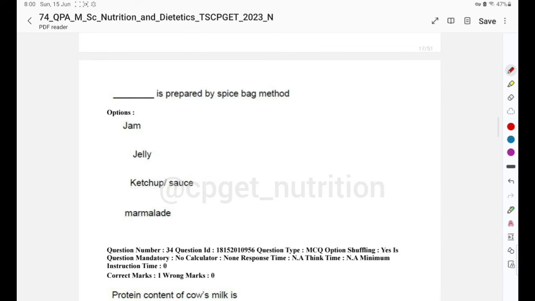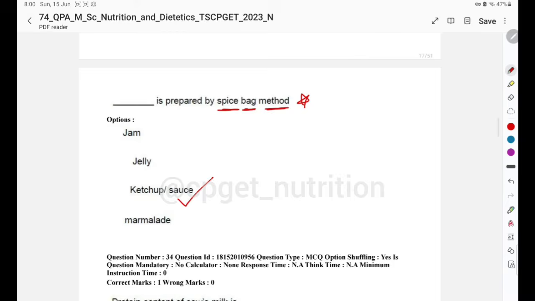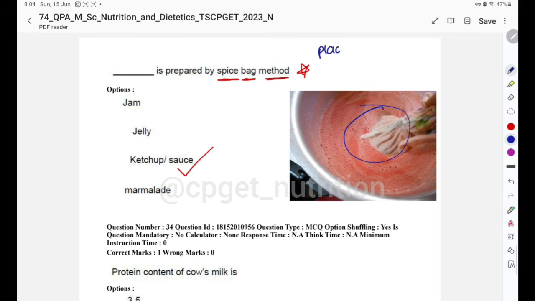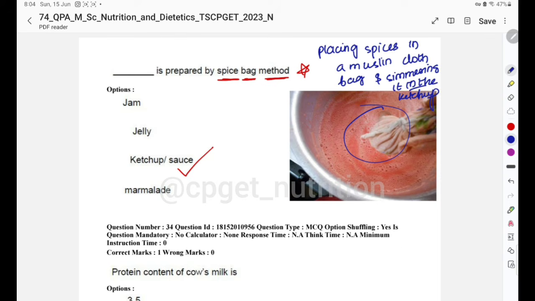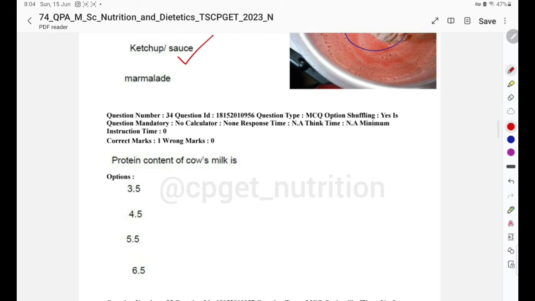Moving on to the next question, dash is prepared by spice bag method. This question is often repeated in the previous year. So the answer is ketchup or sauce. So actually spice bag method is the process in which we take a muslin cloth and we place all the spices into it and we tie the cloth and then we dip it into the ketchup or the sauce which is being made. Then we keep on cooking it, and that leads to all the spices being infused into the ketchup, right? So that is spice bag method.